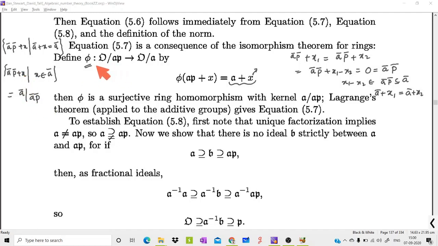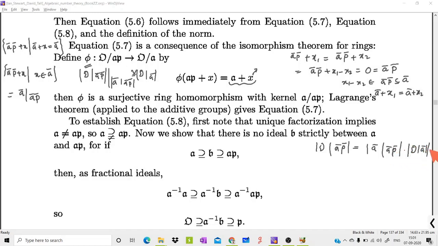So from this homomorphism, using the fundamental theorem of homomorphism, we can write A by AP by the kernel. Kernel is A by AP is isomorphic to O by A. So using the cardinality of this divided by cardinality of this, all are finite, is equal to cardinality of this. Now you can write the cardinality of O by AP is equal to cardinality of A by AP into cardinality of O by A.